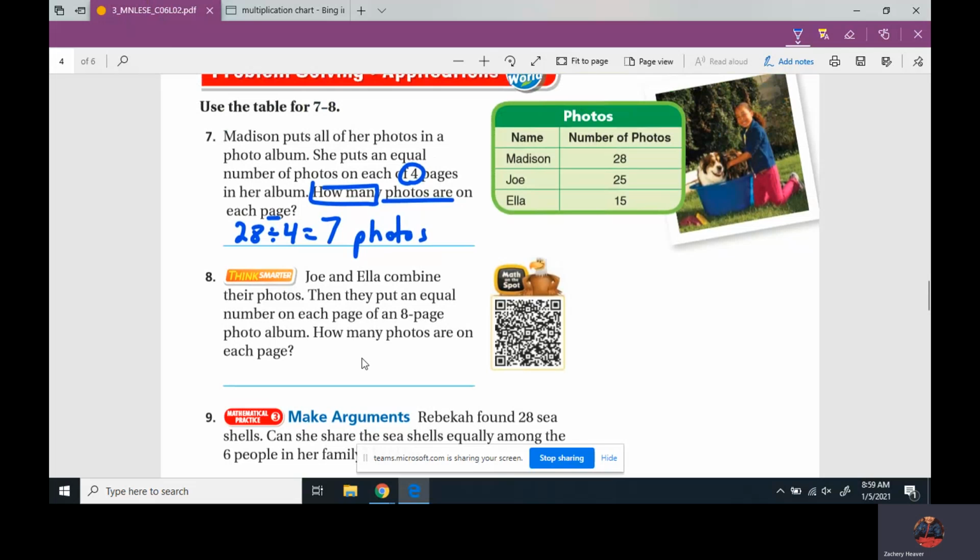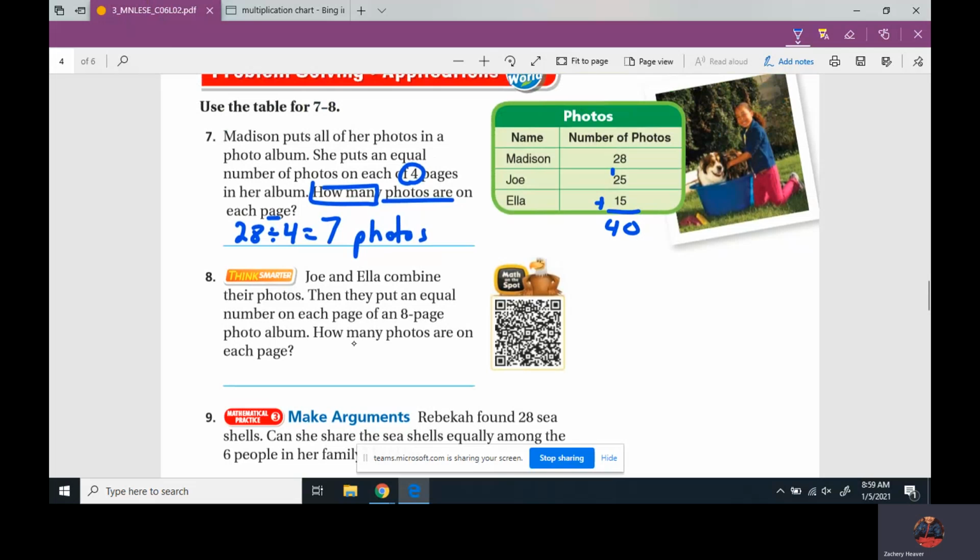Joe and Ella combine their photos. So Joe has 25, Ella has 15. If we combine them, let's see how many they have. 5 plus 5 is 10. 0, carry the 1. 1 plus 2 is 3. Plus 1 more is 4.